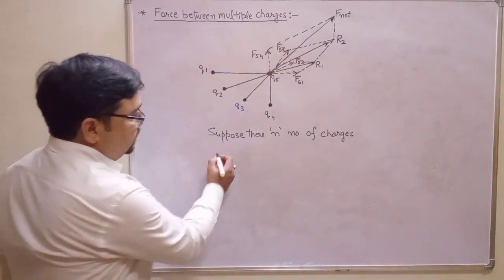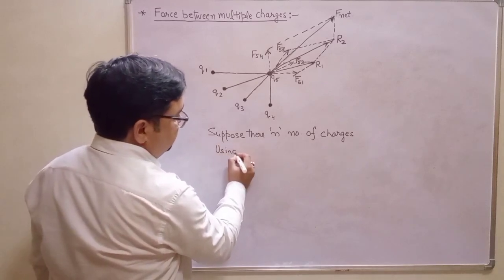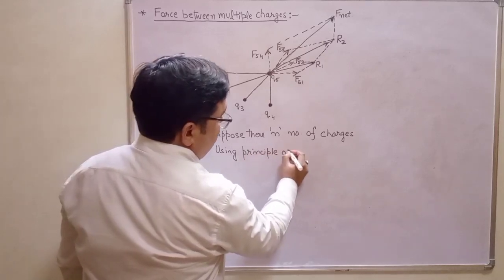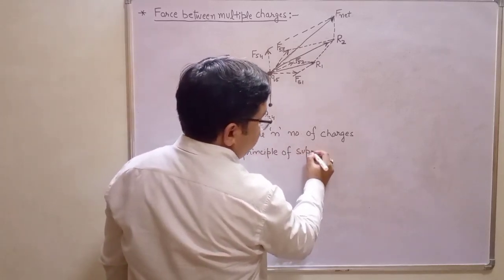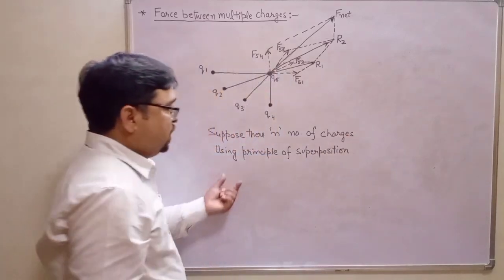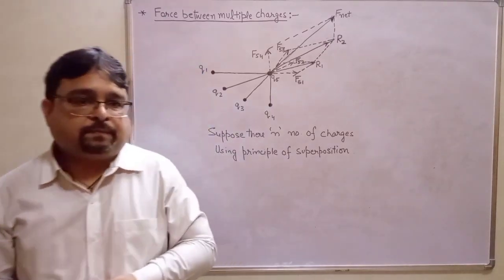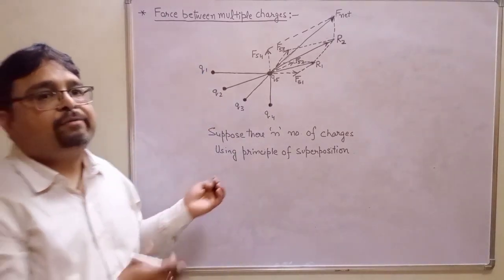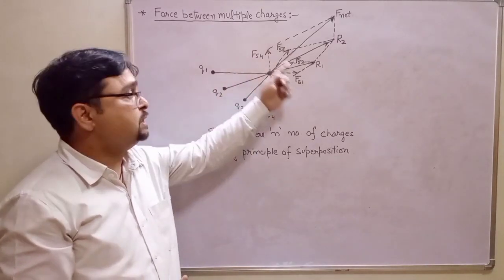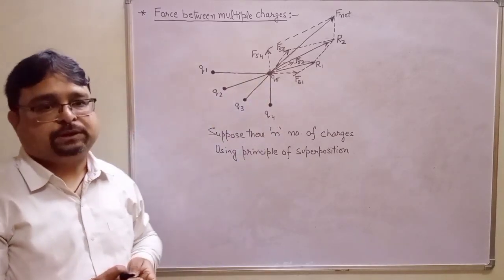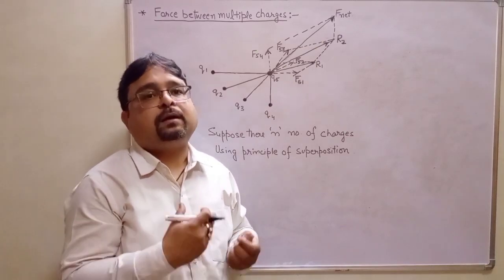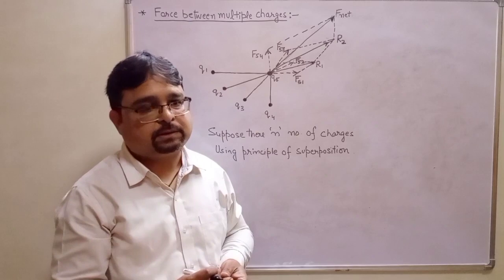So again, using the principle of superposition. What is the principle of superposition? It means that by vector addition, whatever we have explained just now, this is basically called the principle of superposition, where by using the vectors we try to calculate the final resultant of all the vectors. So here also we will use the same principle.